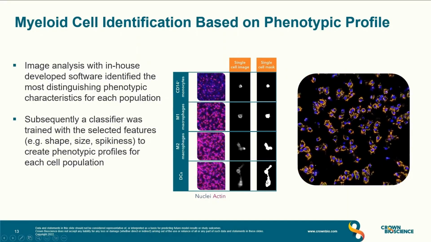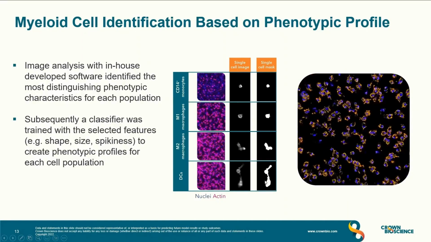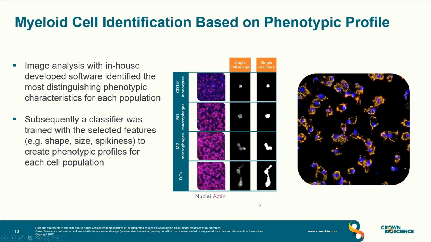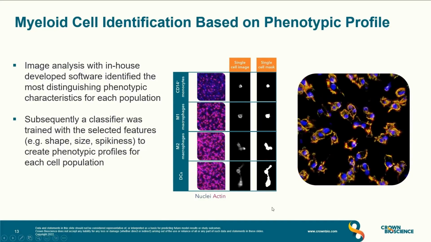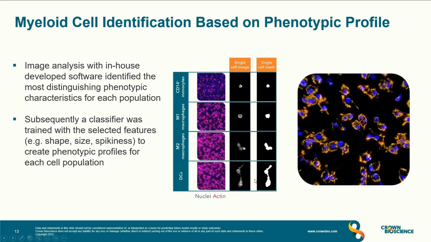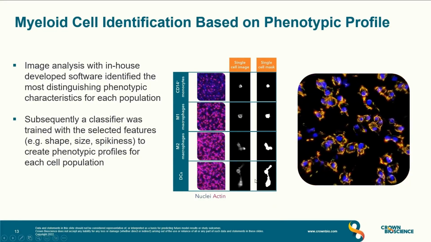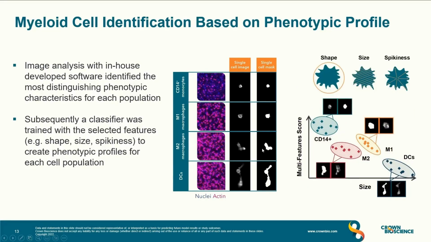Subsequently, we made a classifier and trained our image analysis software using the shape, the size, the spikiness to get phenotypic profiles for each cell population. And this actually works very well. We have here a multi-feature score and the size, and we see that in this space, we can discriminate the different populations of myeloid cells.